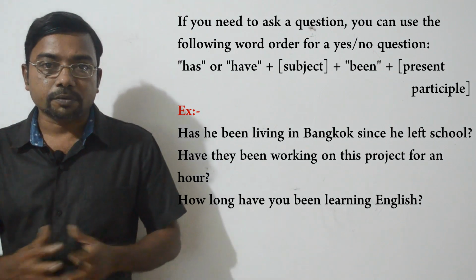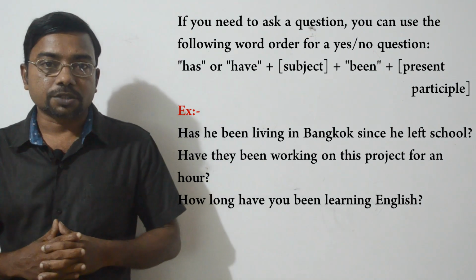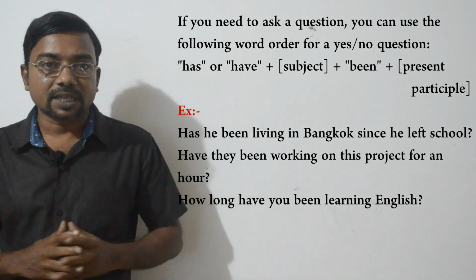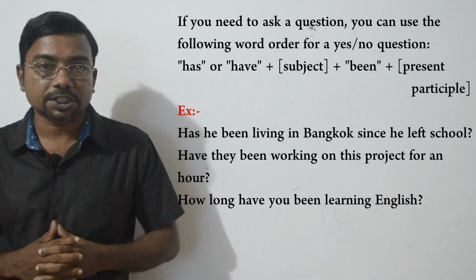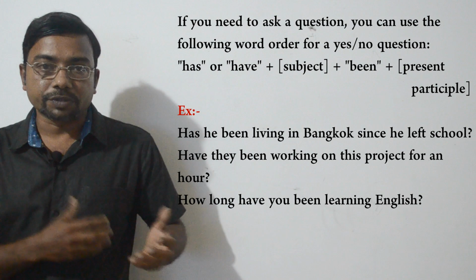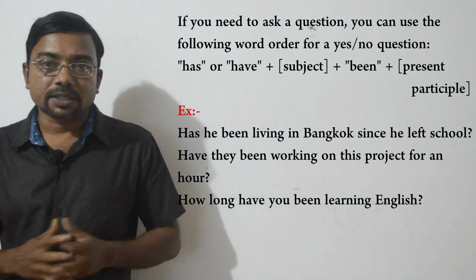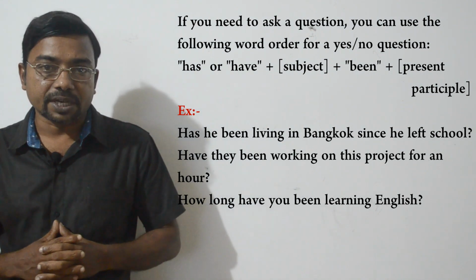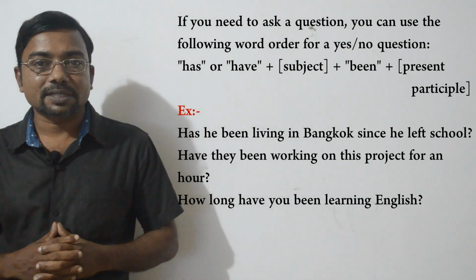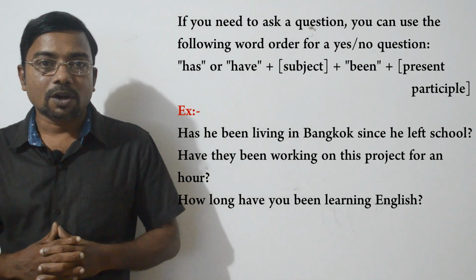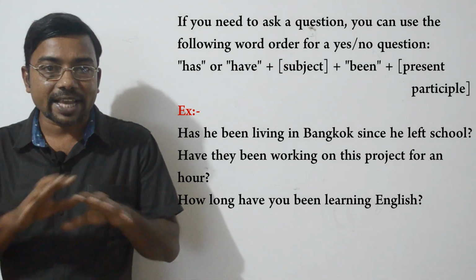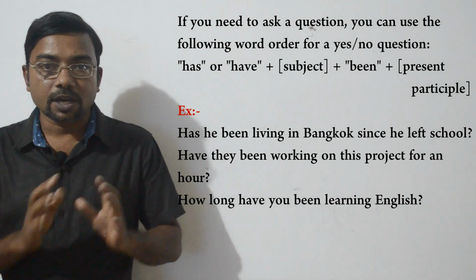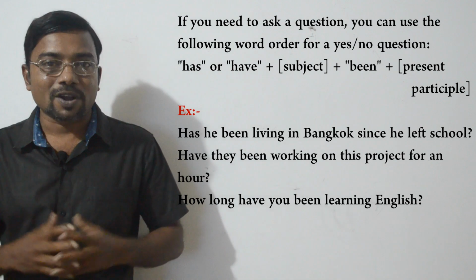Okay, look at the last one. How long have you been learning English? So here also we use a WH question word, how, at the beginning of the sentence. Then we use the auxiliary verb have because the subject you is plural. Then we use the be verb been and the verb in present participle form. Okay everyone, remember again, when we ask questions we exchange the subject and the auxiliary verb have or has.